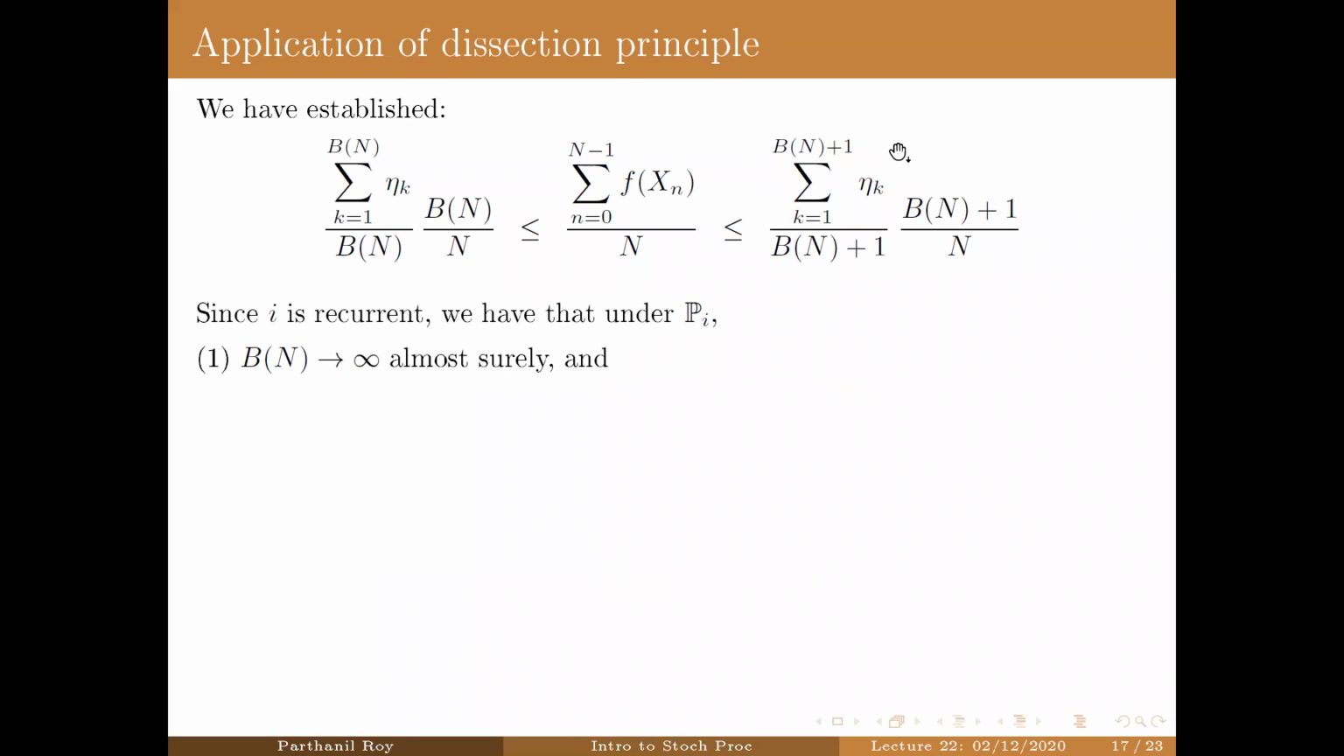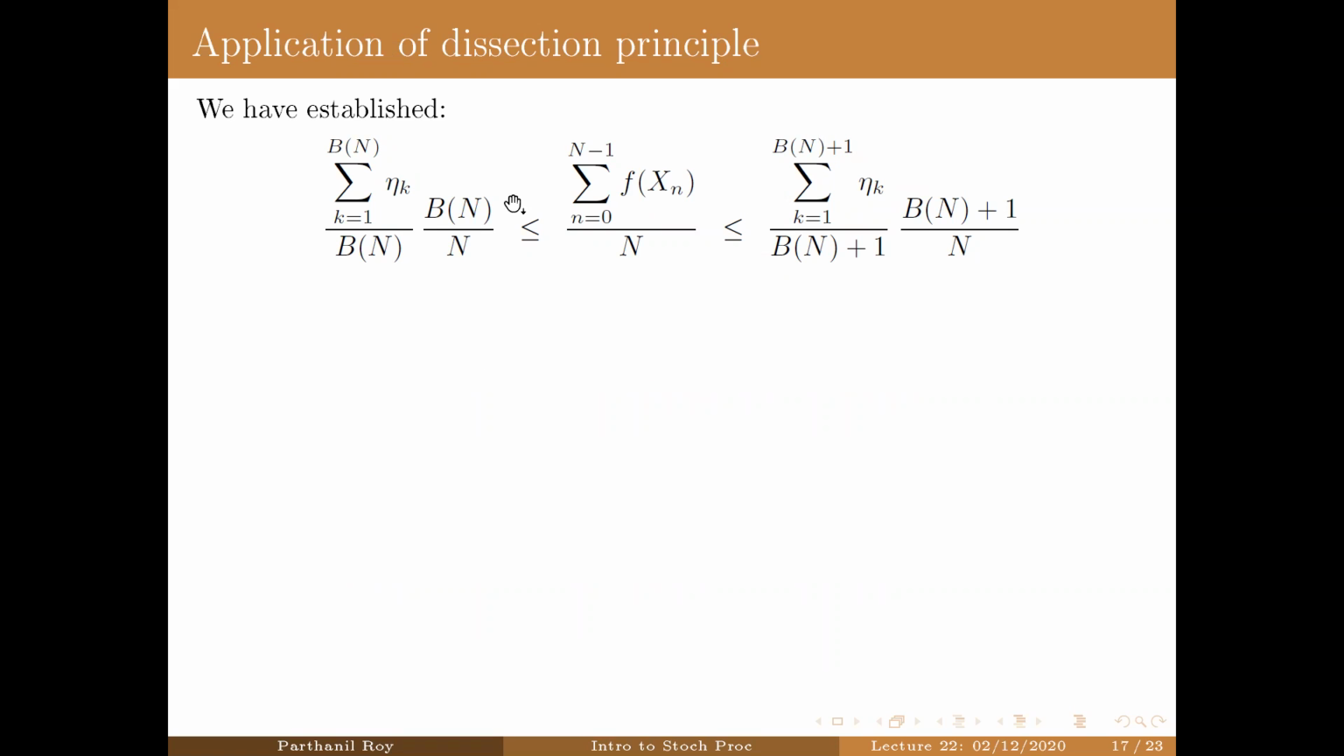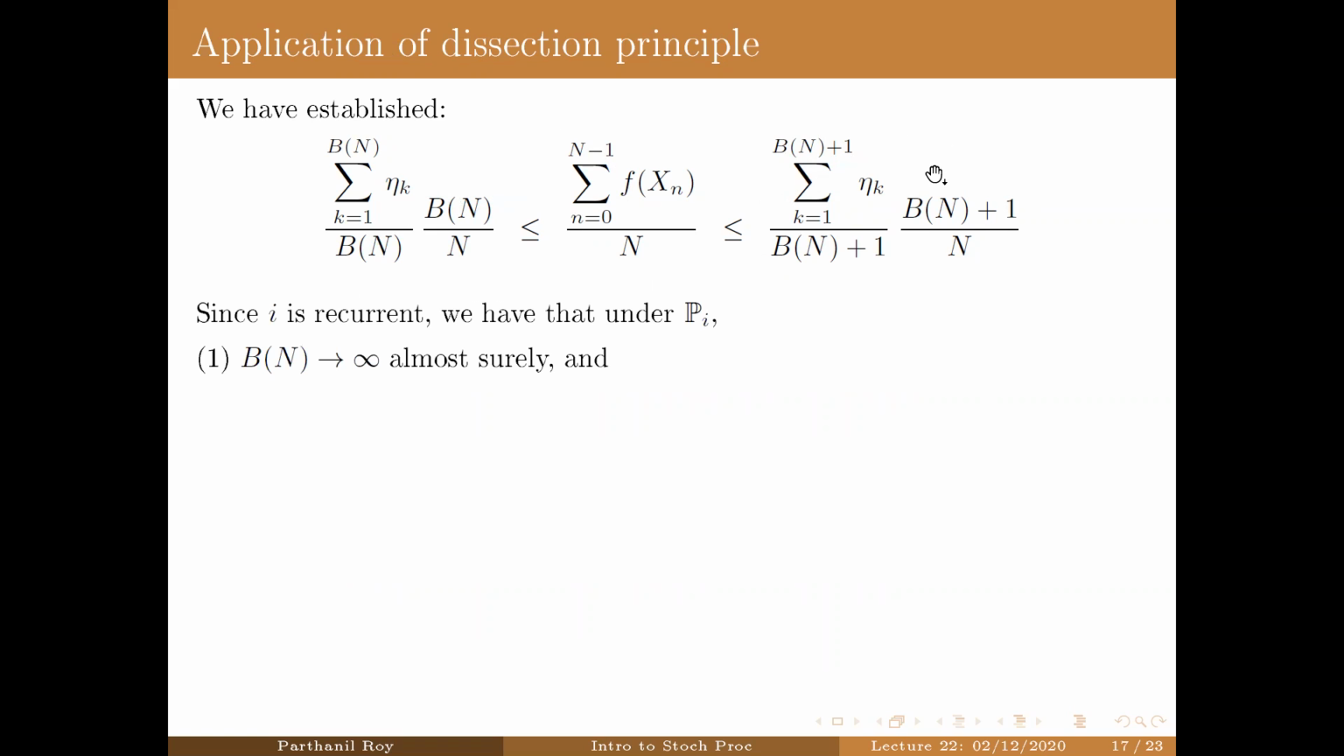Okay, so what we have established is that we have written this sample mean as, between, we have sandwiched this sample mean into two such quantities. And then because of the recurrence of I, we have that under each pi. So here we are actually using just the recurrence, not the positive recurrence. We don't need the positive recurrence.